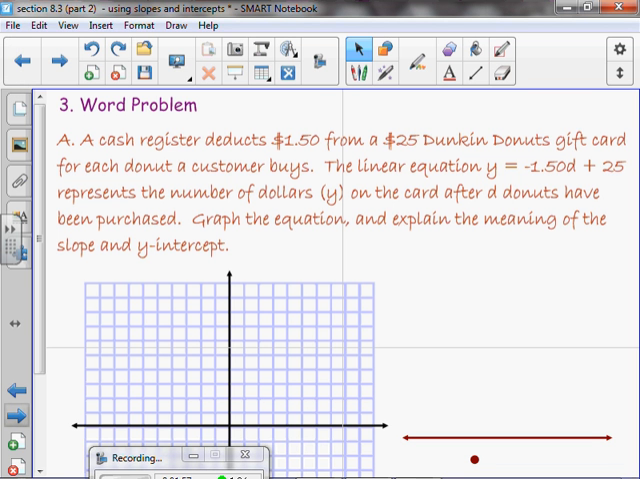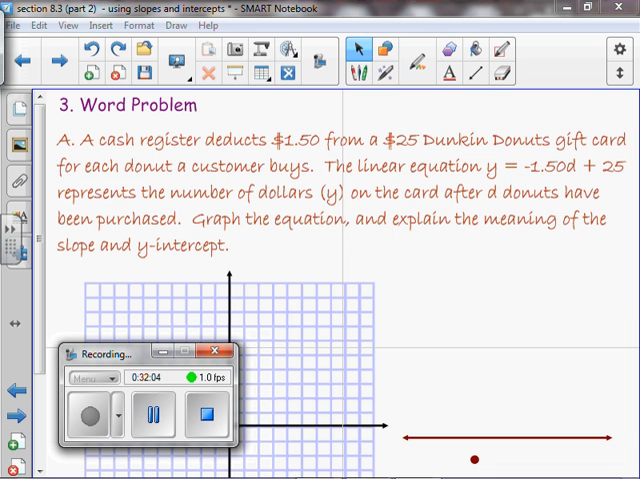We are not going to do this word problem because I think the video is already longer than I wanted it to be. And so we will save that for tomorrow, and we will be done for today.